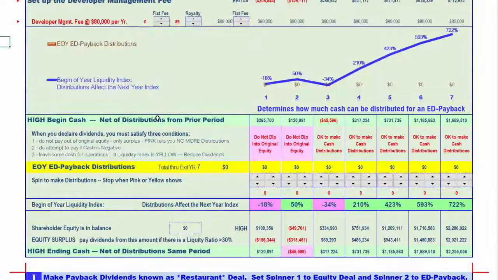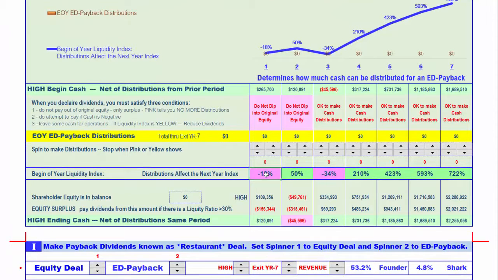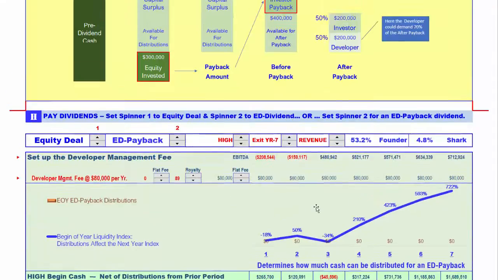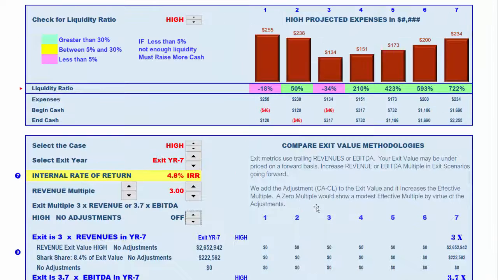Actually, we have to still go back here and do the same old dividends. We obviously can't do any there. We don't really have enough money. Better go back and see what we're doing up here in the liquidity section. Oh, look at that. We actually need more money to do this restaurant deal.